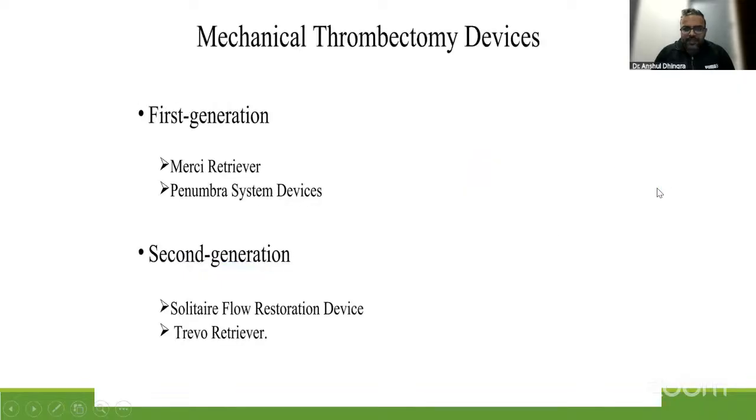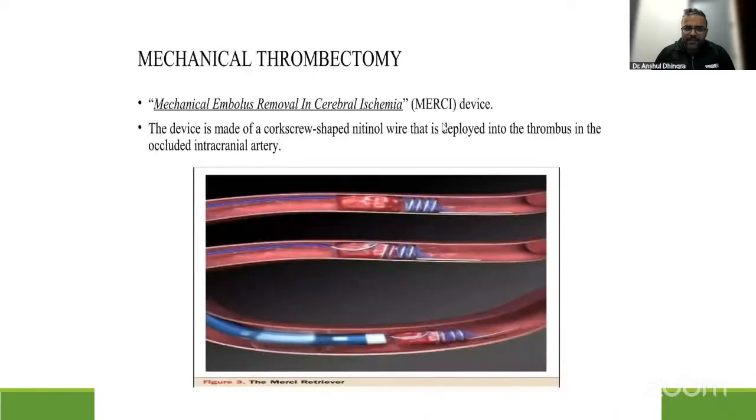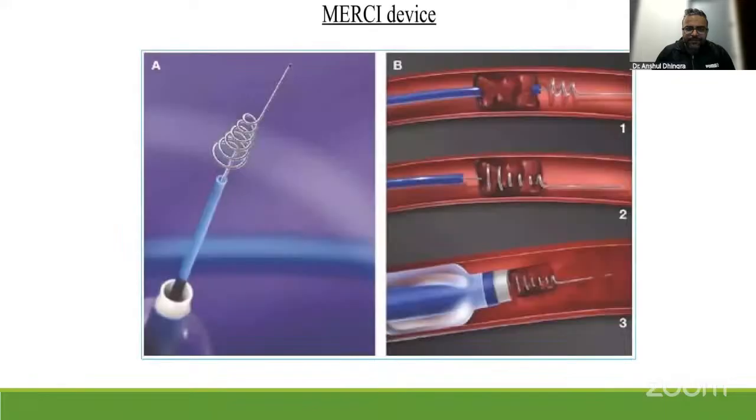For mechanical thrombectomy devices, there are two generations, first generation and second generation. First are the Merci Retriever and Penumbra system devices. Second are the Solitaire flow restoration device and Trevo retrievers. MERCI stands for Mechanical Embolus Removal in Cerebral Ischemia. The device is made up of a corkscrew-shaped nitinol wire that is deployed into the thrombus in the occluded intracranial artery. So this is what the device looks like.